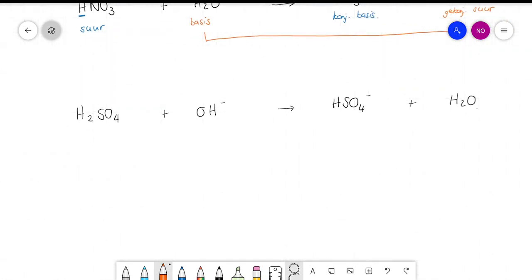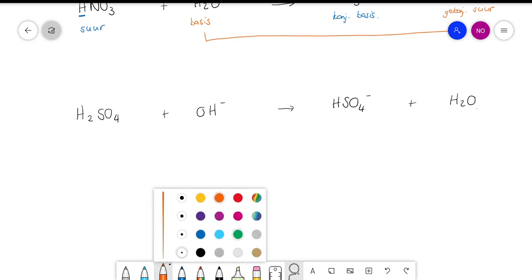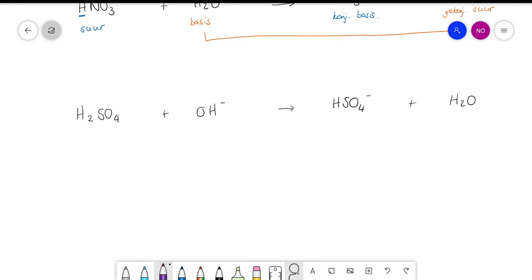Okay, hier is nog iets waaroor ons later meer gaan praat. Mens kry sure wat meer as 1 proton kan skenk. So this is actually what we call a diprotic acid. Want H2SO4 het 2 protone om te skenk, but that is also something that we'll talk about later. So ek verwag van jou om al te weet dat H2SO4 'n sterk suur is. So this is an acid.